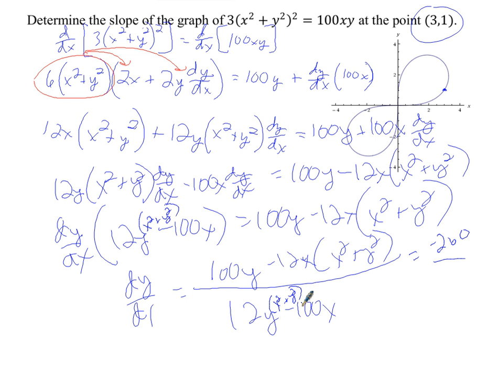So 120, and then minus, so now it's negative 180. All right, so the zeros go away, the negative goes away. I have 26 over 18. I can divide by 2, and I get 13 over 9. So the slope is 13/9.